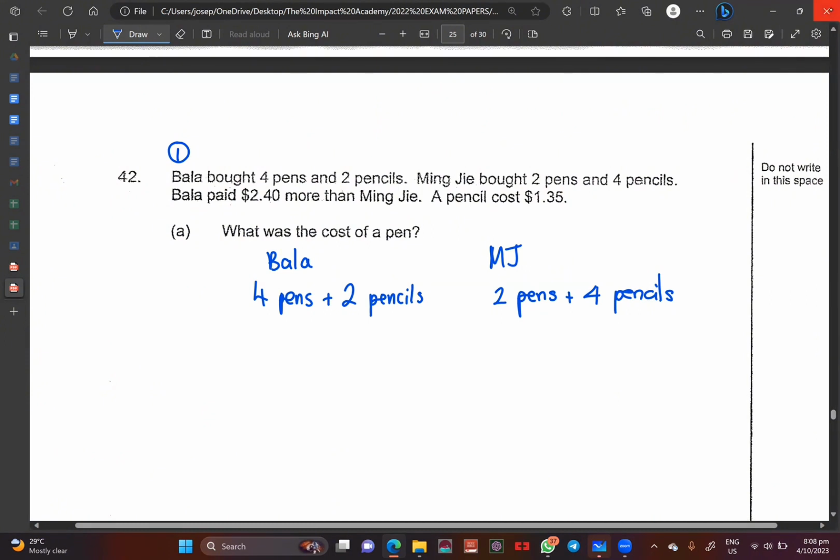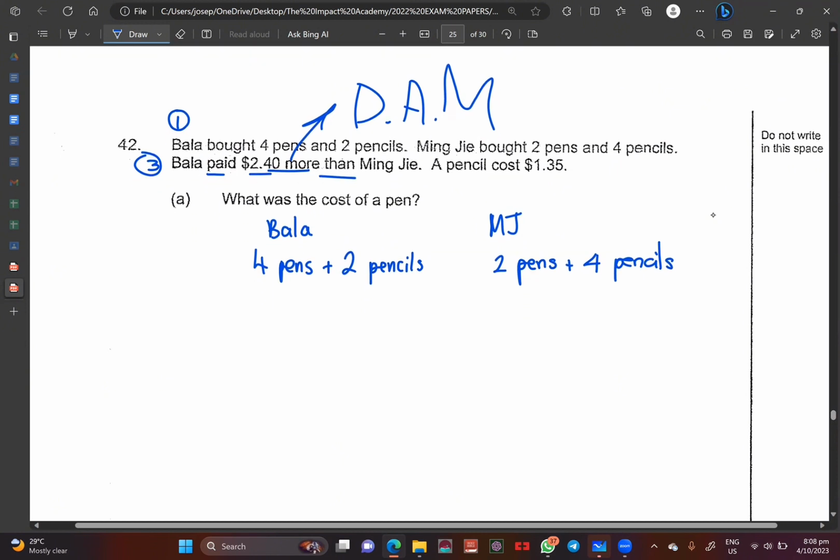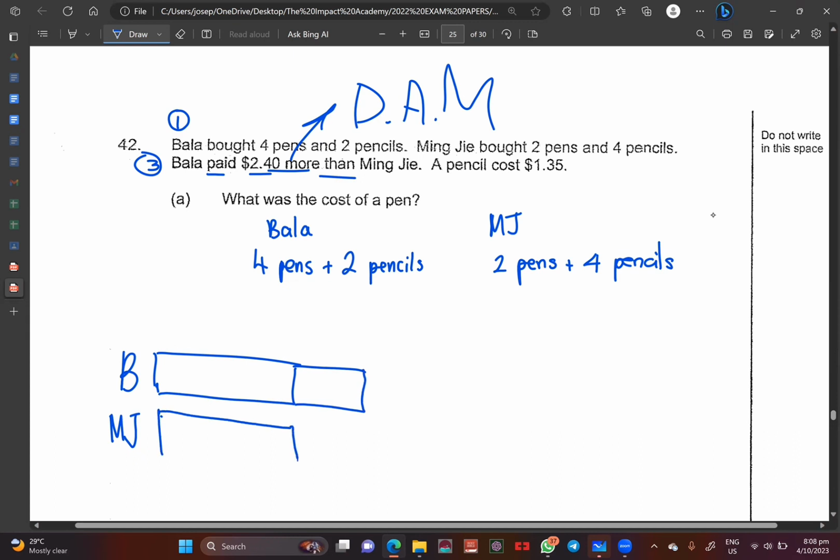Well, what we know for sure is this, right? In sentence number 3, Bala paid $2.40 more than Mingjie. The moment you see 240 more, you need to draw a model. A comparison model. Agree? Bala and Mingjie. Bala paid more. So draw a model first. Show that Bala paid more. Draw a model. All right, so whatever that is over here is actually $2.40.